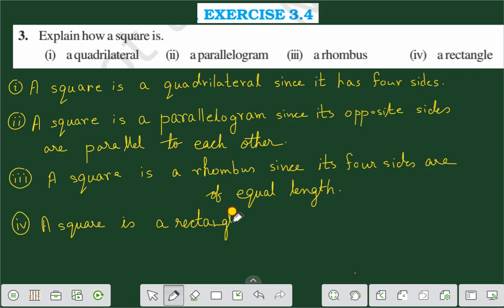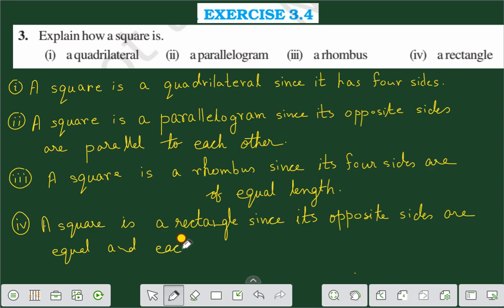since its opposite sides are equal, and each angle is 90 degrees.